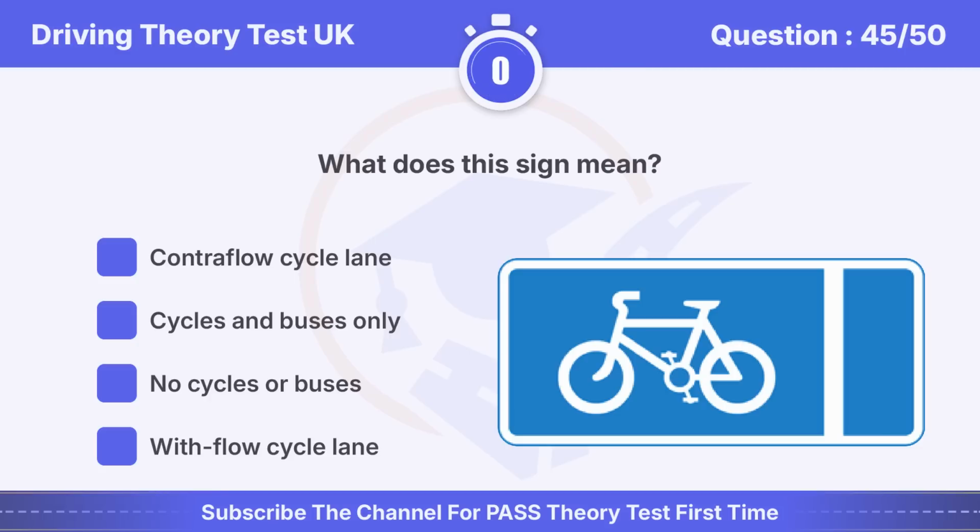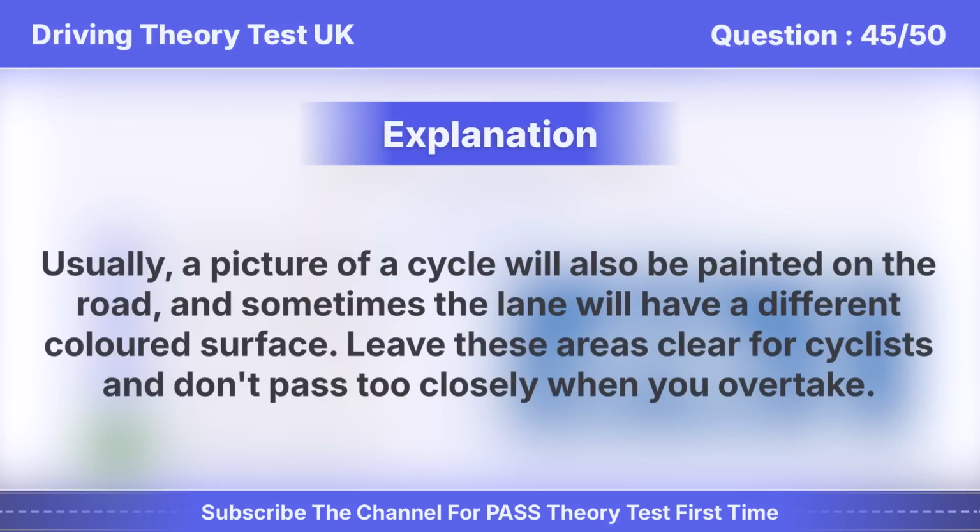Answer is D, with flow cycle lane. Usually, a picture of a cycle will also be painted on the road, and sometimes the lane will have a different colored surface. Leave these areas clear for cyclists and don't pass too closely when you overtake.